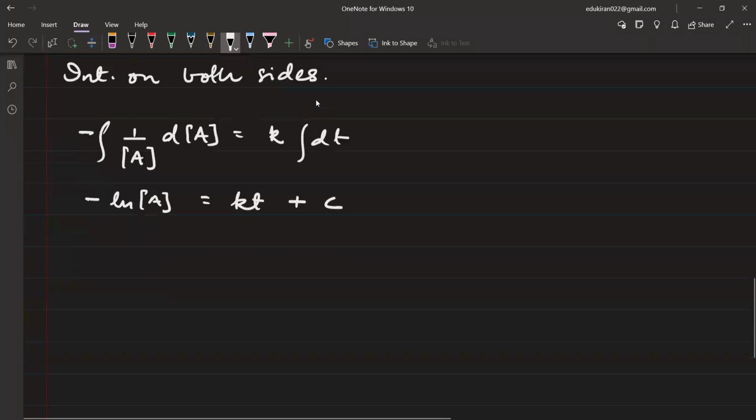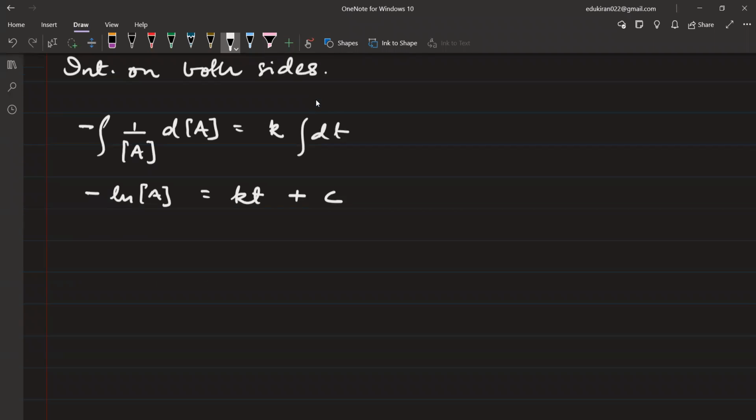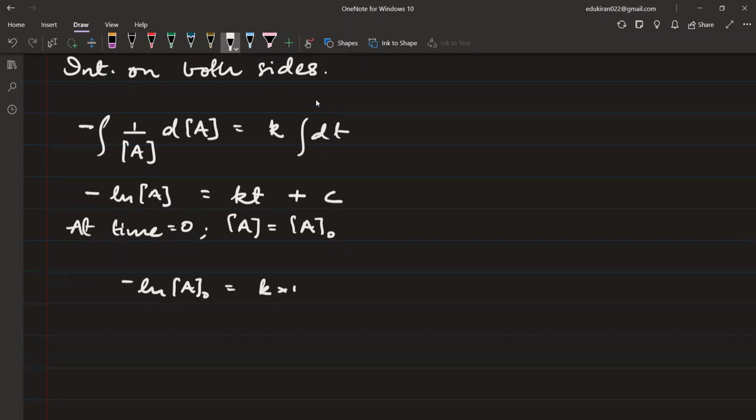Now, in order to calculate C, if you remember from the zero order reaction, we do it at time t equal to 0. Concentration of A is equal to A naught. So I will write minus ln A naught is equal to K into 0 plus C. So I can write C is nothing but minus ln A naught.